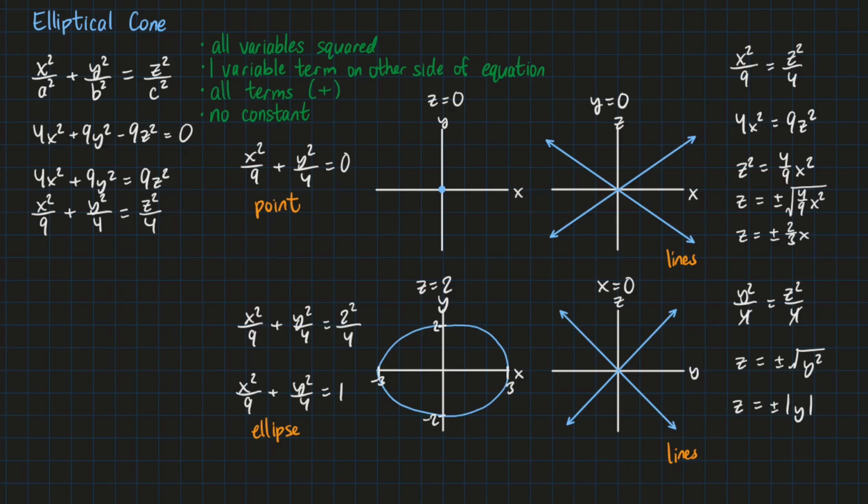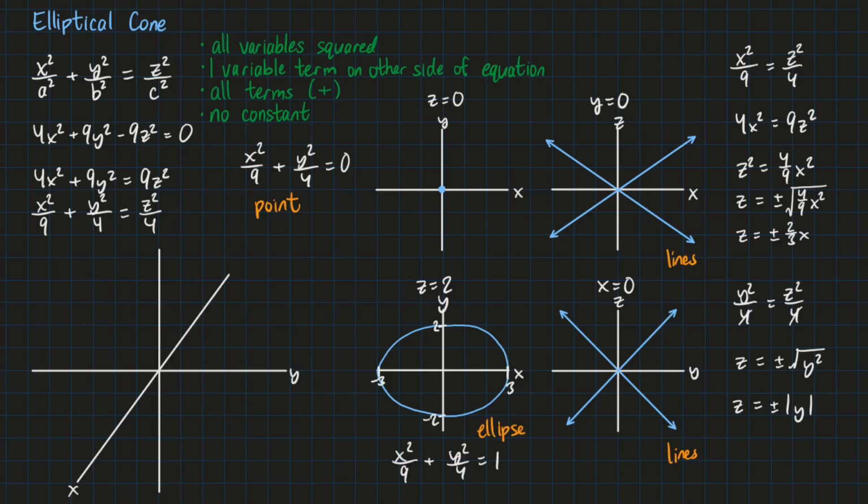Now we can plot it on a 3D graph. So first of all, when z equals 0, x and y have to be 0, so we have a point at 0, 0, 0. Next, we can draw the trace of the ellipse when z equals 2. I'm going to scale the axes differently so we can have a better picture. The trace of the ellipse at z equals 2 is also the same at z equals negative 2 because the z term is squared.